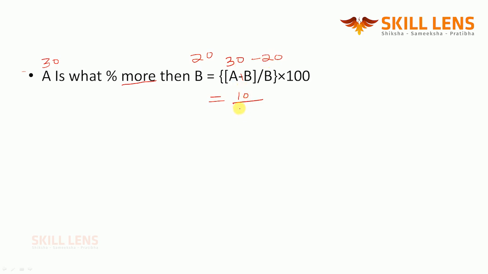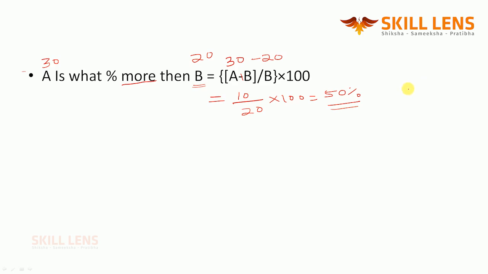So 10 by... this is a very, very important point again. What could be the numerator? What is the denominator going to be? B. So what is the B value? The B value here is 20. So 10 by 20 into 100, and your answer is going to be 50 percent. I hope you guys learnt a few things now.